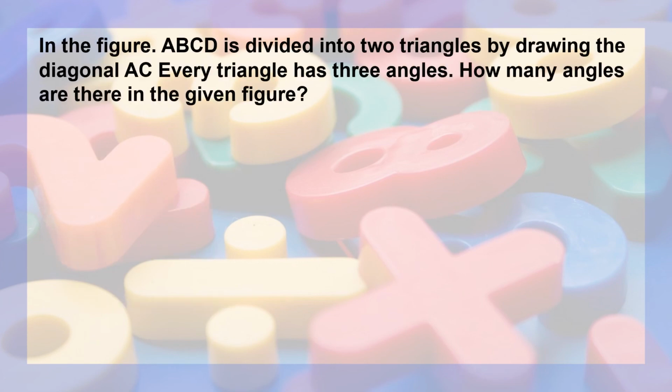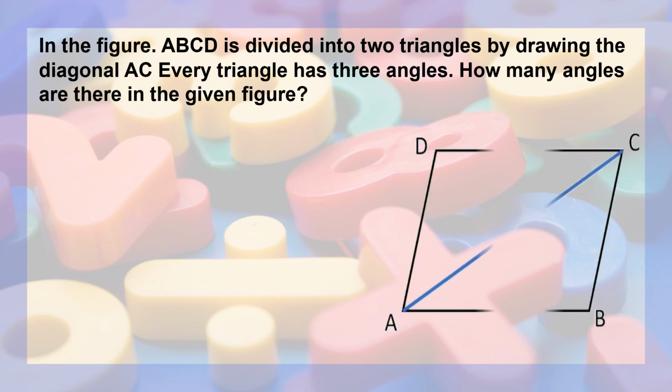In the given figure, ABCD is divided into two triangles by drawing the diagonal AC. Every triangle has three angles. Now, every triangle here has three angles. How many angles are there in the given figure? Now, it is this sum. You have to solve it for homework and give the correct alternative in the comment section below with an explanation as to how you got this.